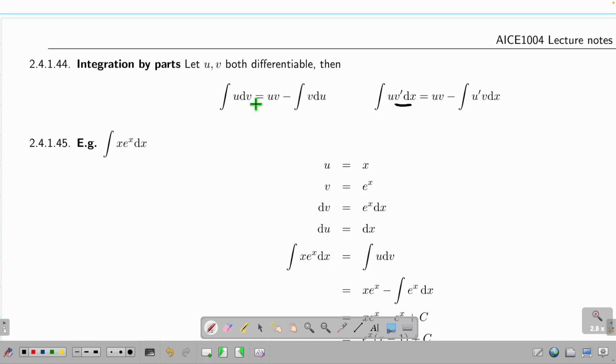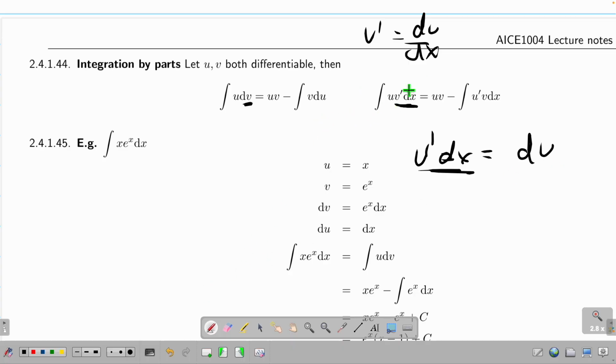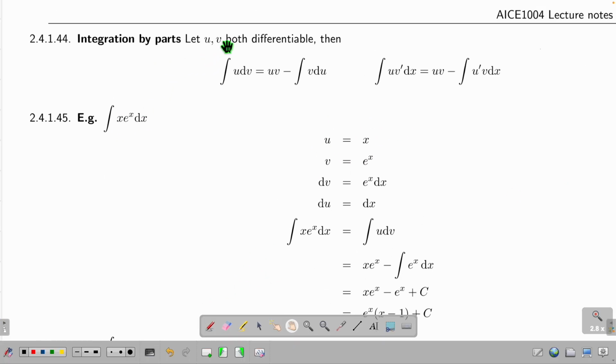This thing is dv. Why? Because v prime is dv over dx. So dv is v prime dx. This is v prime dx, this is dv. So these two are the same thing. The hard part in integration by parts is you need to tell which is u, which is v.